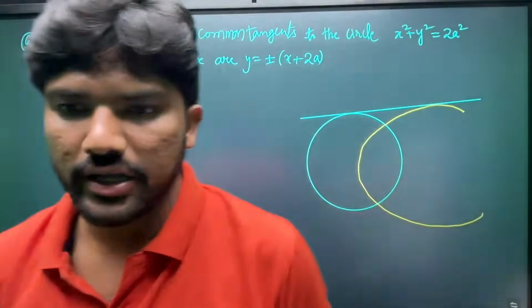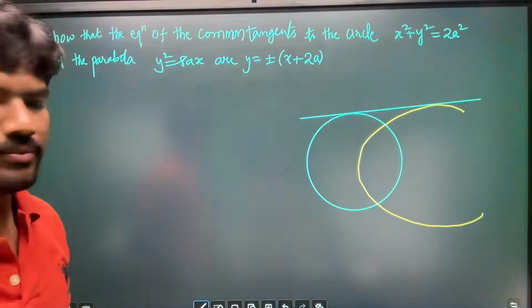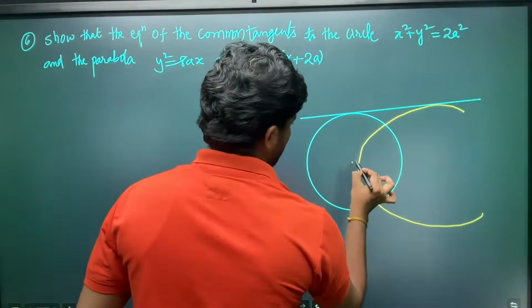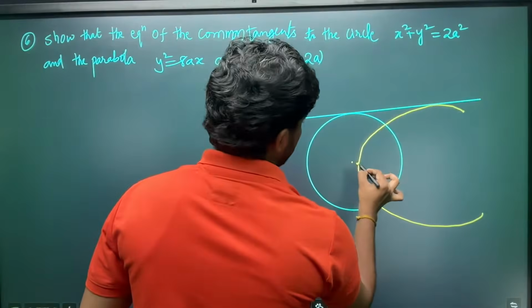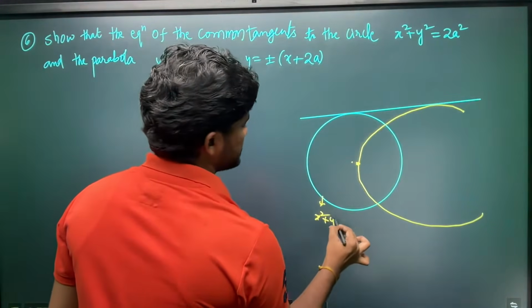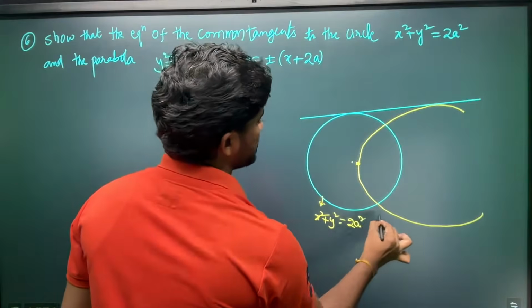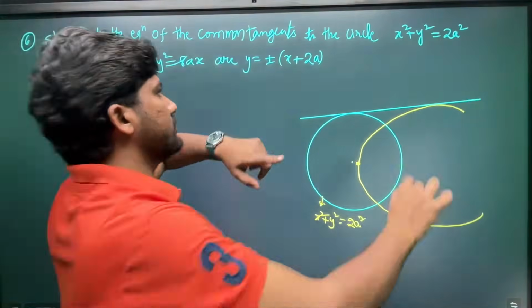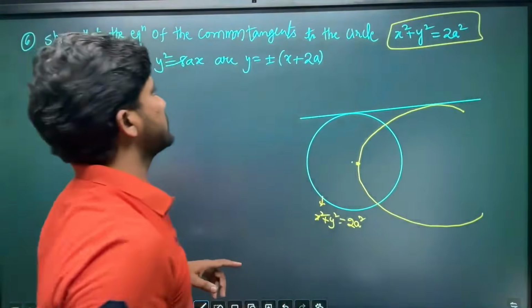Okay, so Durga Molleti, repeat na. Okay, listen carefully. This is the center of the circle. This circle equation is x square plus y square is equal to 2a square. This is the circle equation of the given problem. x square plus y square is equal to 2a square.